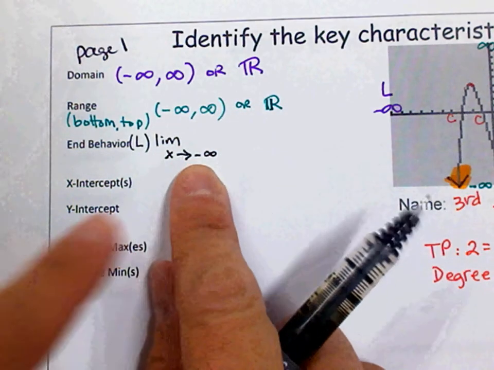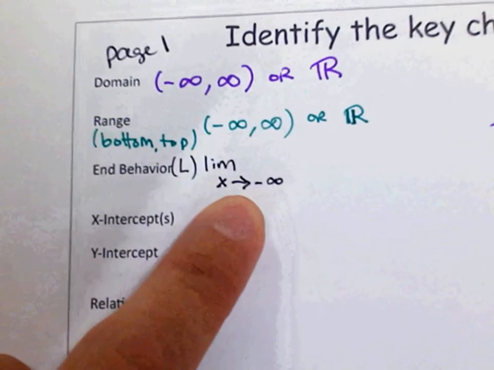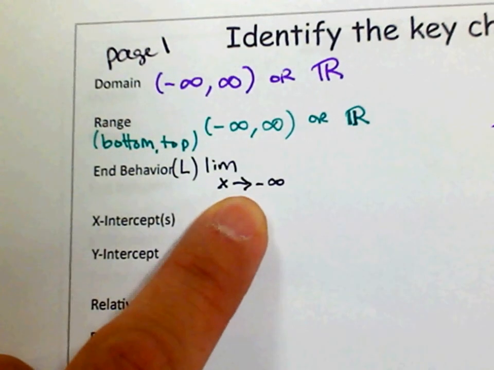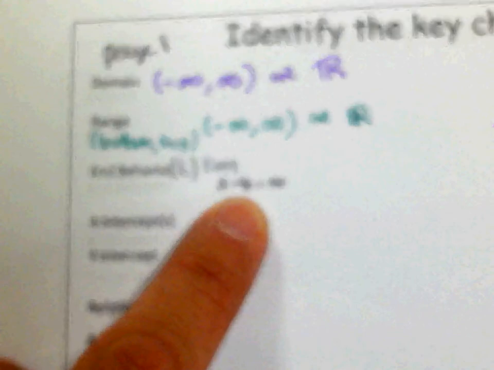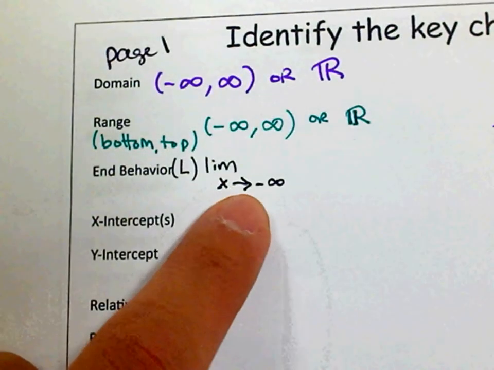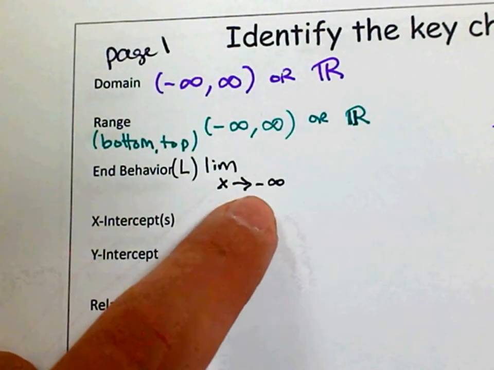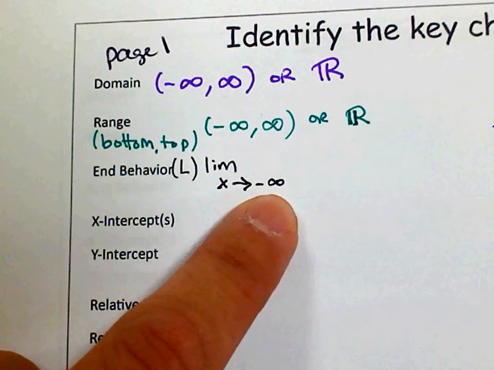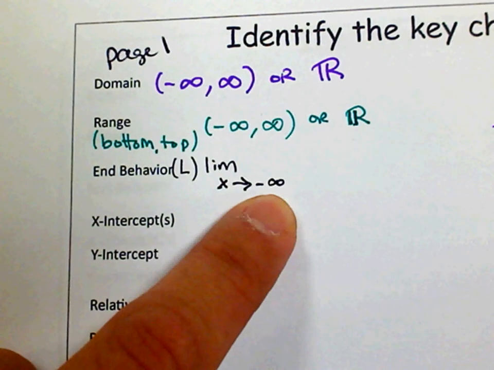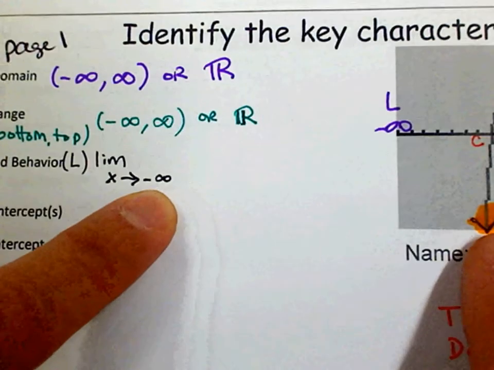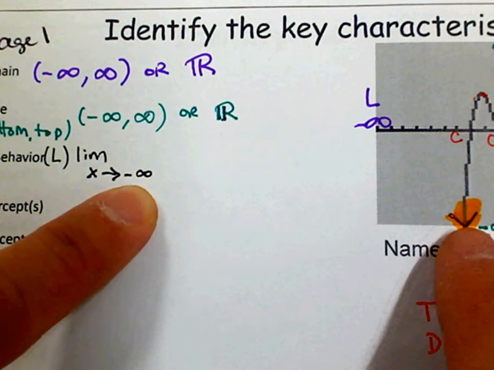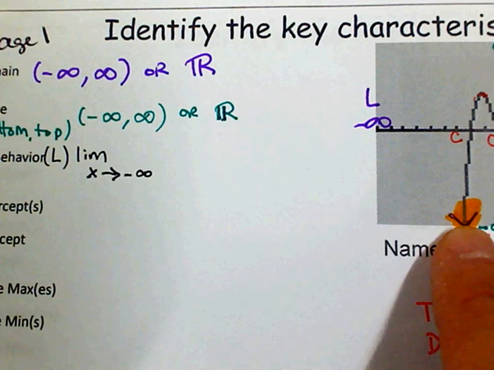Limit, x is going toward, coming from what? Negative infinity. Did you guys see that? That tells you that's the left side, okay? You don't have to write left. You can just write x coming from negative infinity. If I'm coming from negative infinity, where's that graph pointing? It's pointing where?